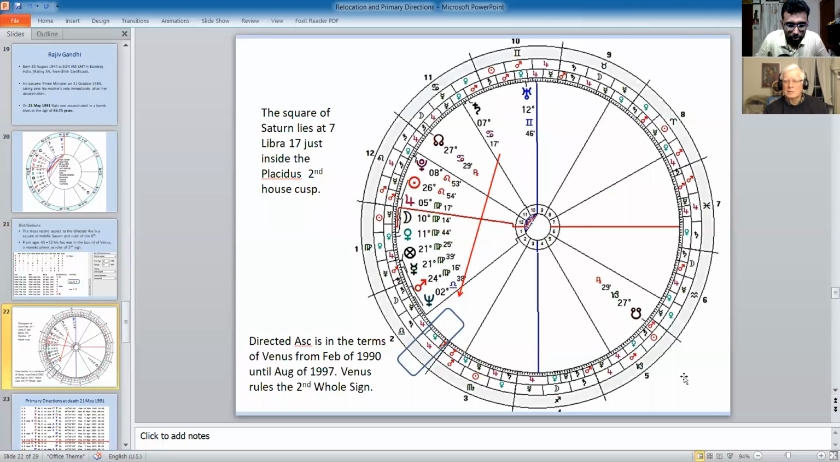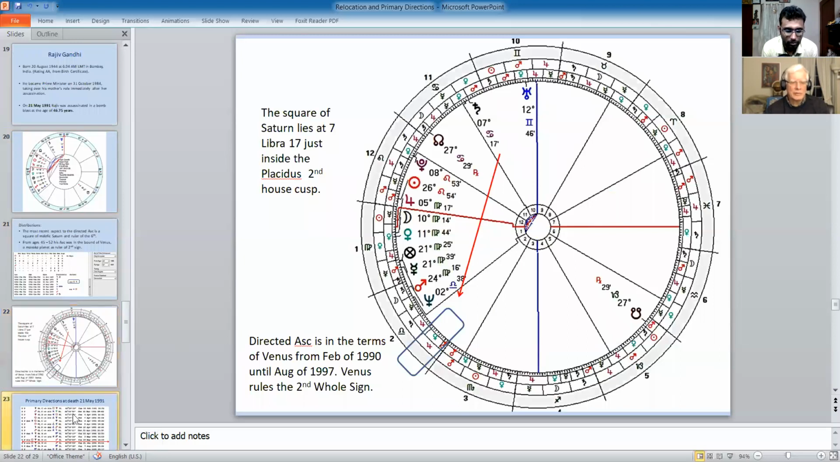So by distributions, you could say this will be a stressful period for him, right? At least with the square of Saturn active, and the Venus term active.